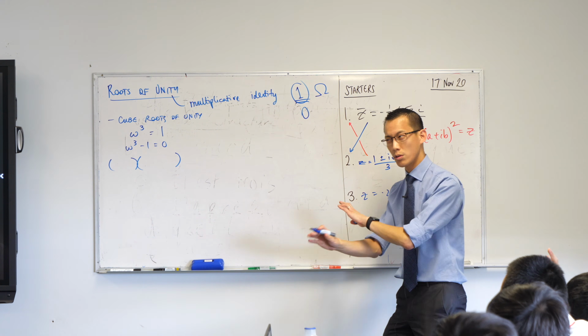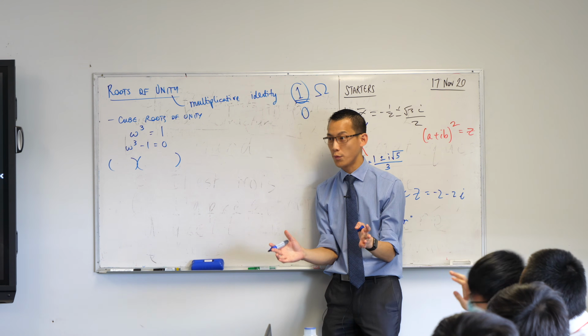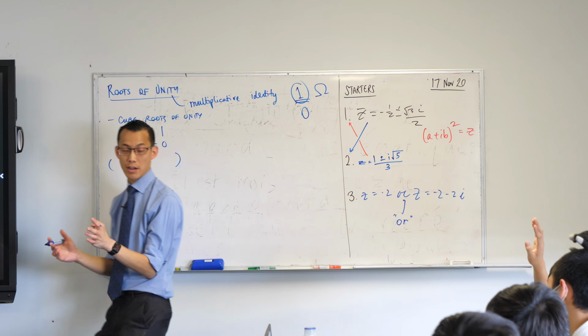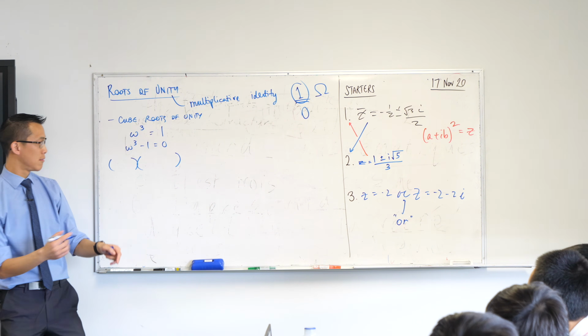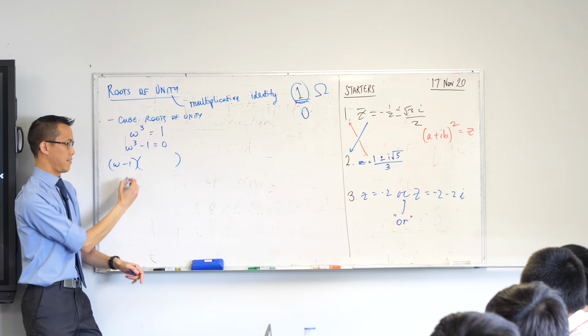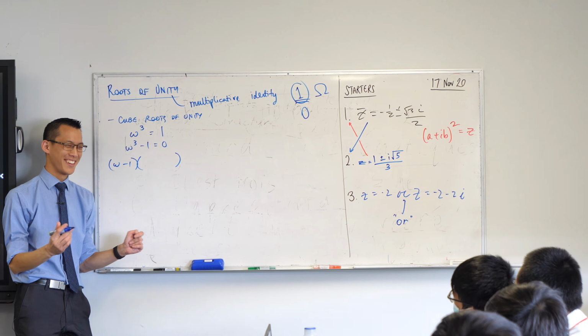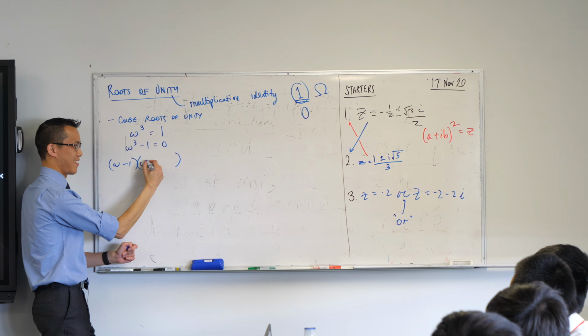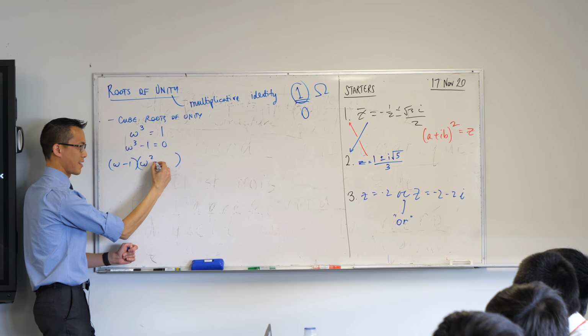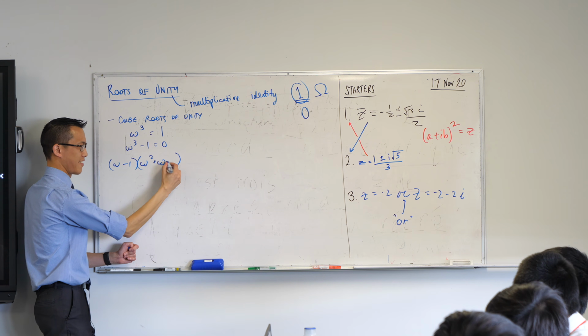It used to be part of the course, it's no longer, but some of you might have encountered it before. Does anyone know what the factorization is? Morgan? So you factorize omega cubed minus 1. Omega minus 1, that's okay, I knew what you meant. Omega minus 1, and then omega squared plus omega plus 1. Yeah.